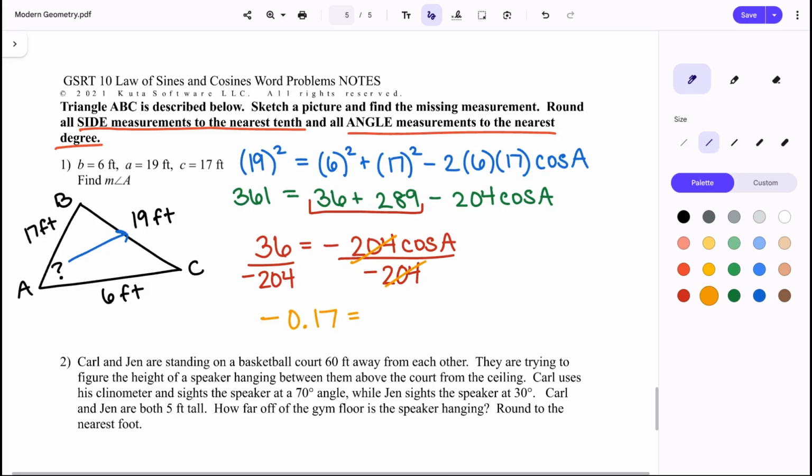Everyone agree? Yeah. And then what'd you guys do for the last step? And I put that in the inverse cosine thing. Okay, so angle A came out to be about what? They want it rounded to the nearest degree, so a whole number. 100. Good.